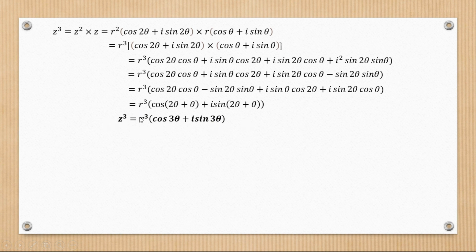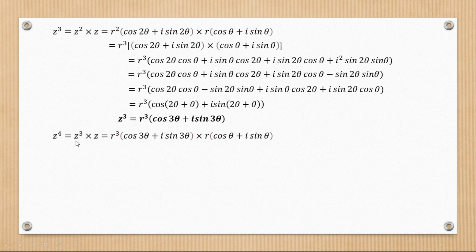So we're left with z cubed being equal to r cubed (cos 3 theta plus i sine 3 theta). Are you seeing a pattern? When you have z cubed, you can see what happens. You have a 3 within, and then r being cubed. Alright, let's look at it one more step. Let's look at z power 4.